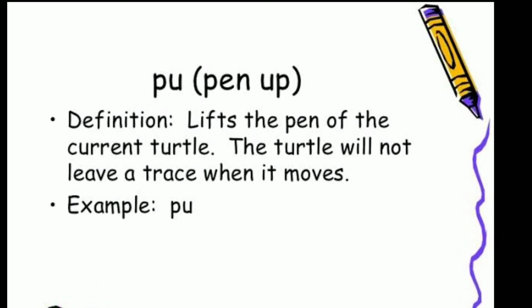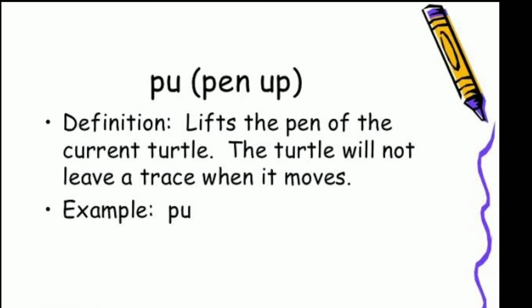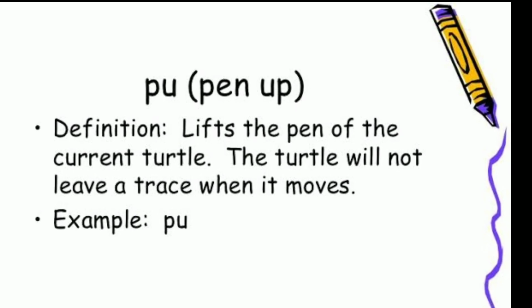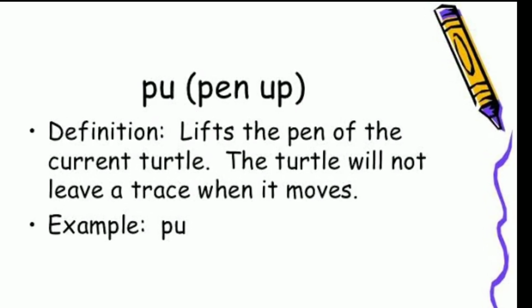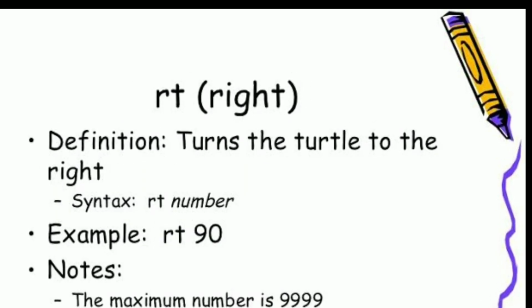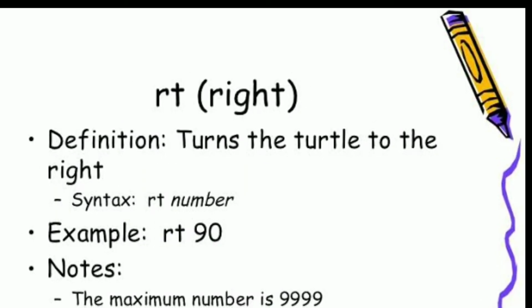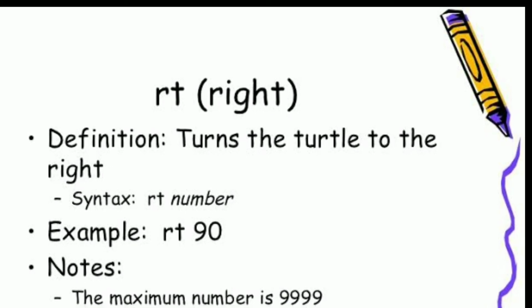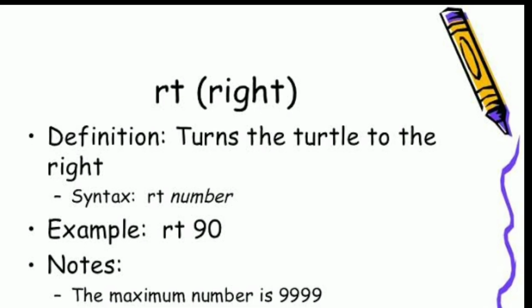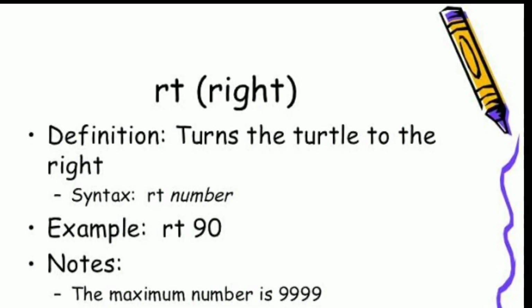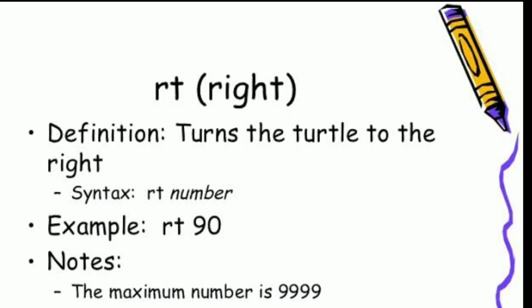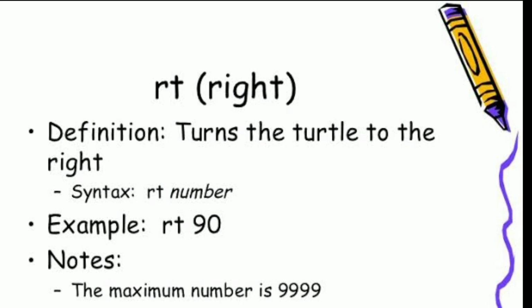Now we are going to discuss another command of Logo. Another primitive in Logo is RT. RT stands for right. It will turn the turtle to the right. An example is RT 90. It will turn the turtle 90 degrees in the right direction. So whenever you want to move the turtle to the right, you have to use the RT primitive in the program.